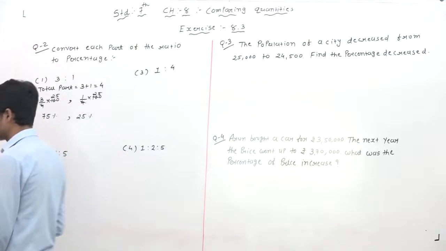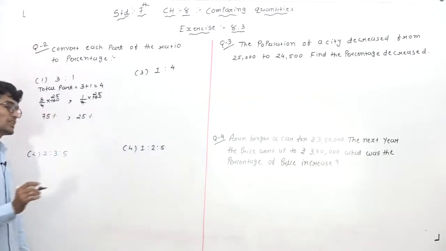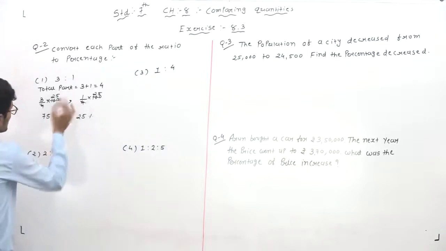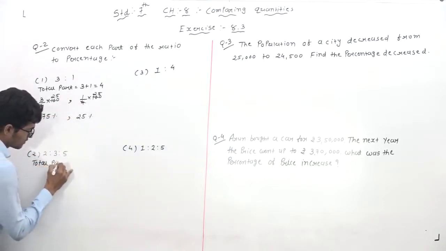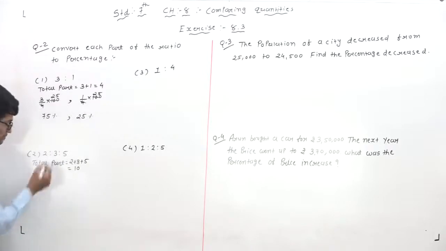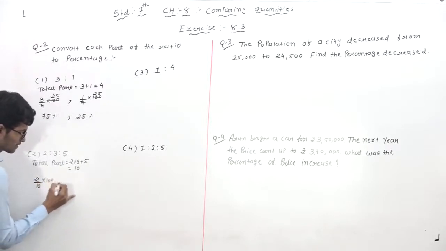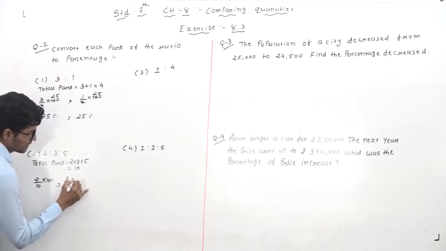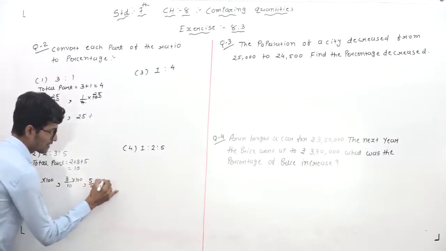In the second question, the ratio given is 2:3:5. How many digits are given? Total 3 digits. So same process, no change. First of all, you have to find the total part: 2 plus 3 plus 5. The total part is 10. Now 2/10 multiplied by 100, 3/10 multiplied by 100 and 5/10 multiplied by 100.